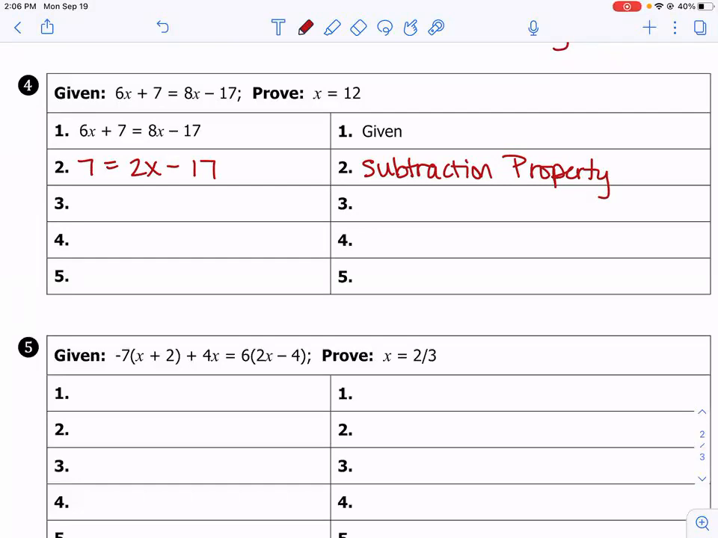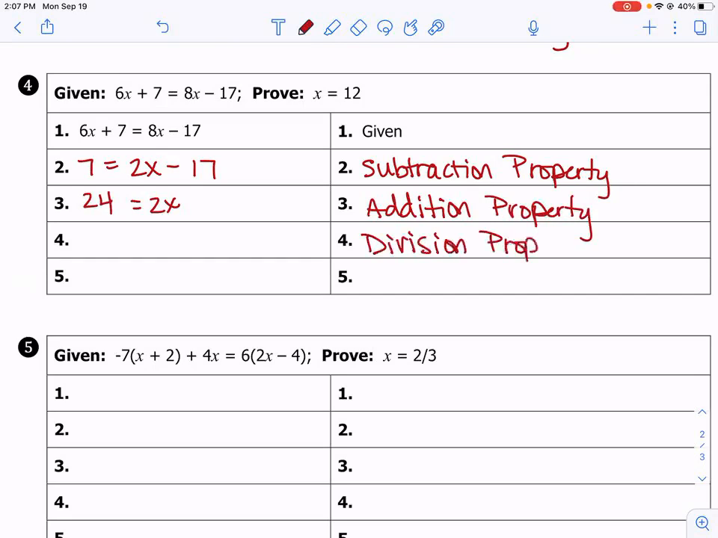Okay, Tyler. Too many boxes. Yeah, there's one extra. Well, that's okay. So now I'm going to add 17 to both sides to get 24, right? So addition property. Tyler and Carson, sorry. Carson, what do we need to do from 3 to 4? Okay, so we have the division property.